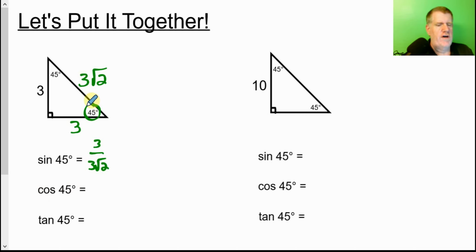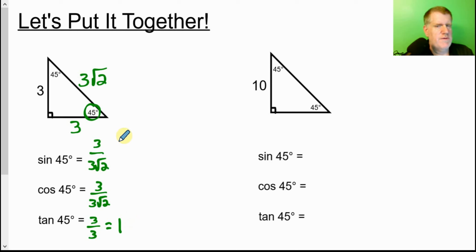Cosine of 45, or the adjacent over the hypotenuse. Well, the same thing, isn't it? Because 3 is the leg no matter where you come from. Opposite and adjacent are both 3. So the sine of 45 and cosine of 45 are the same. Now what's the tangent of 45? So it's the opposite divided by the adjacent. So it's 1.